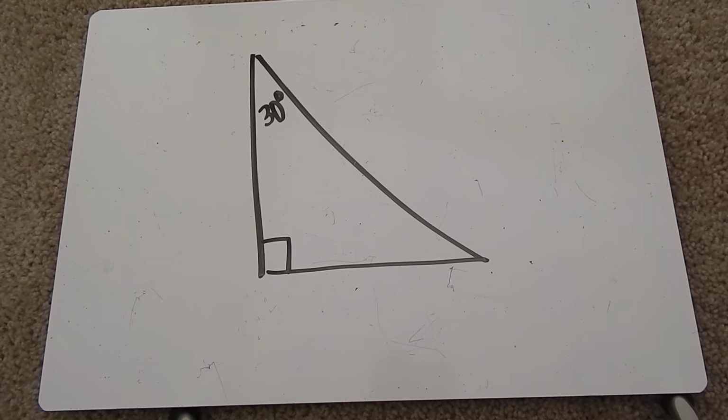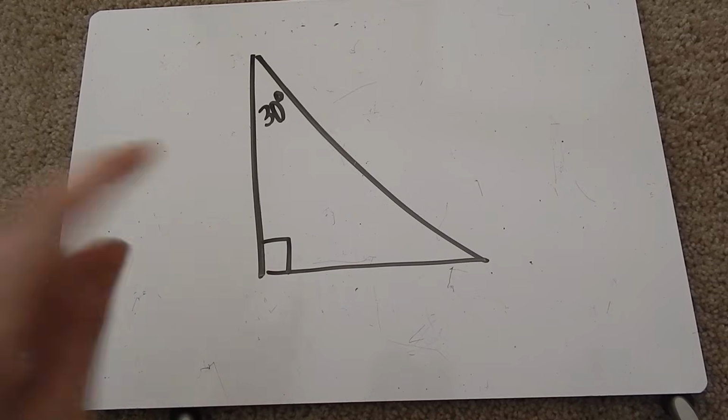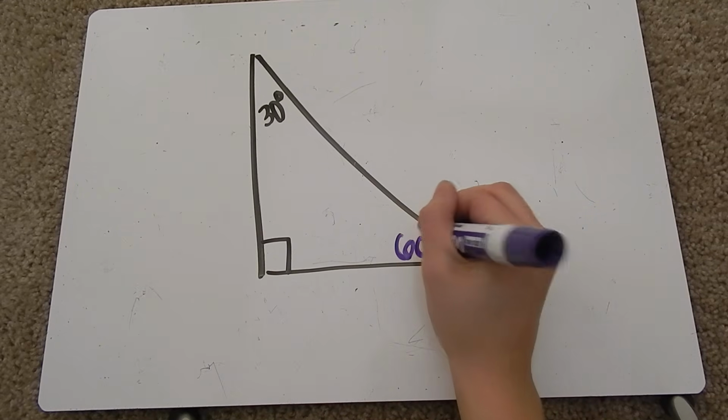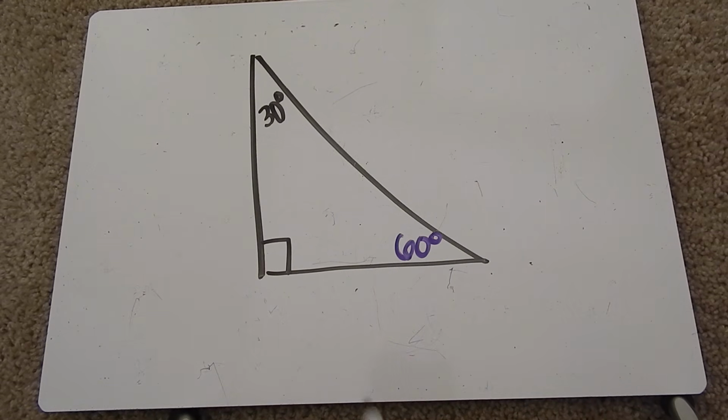So for the 30, 60, 90, here is an example of that triangle. I only needed to have the right angle and one of the other angles labeled, because I already know this has to be 60, because the sum of these three angles must equal 180. So that's the only way that's possible.